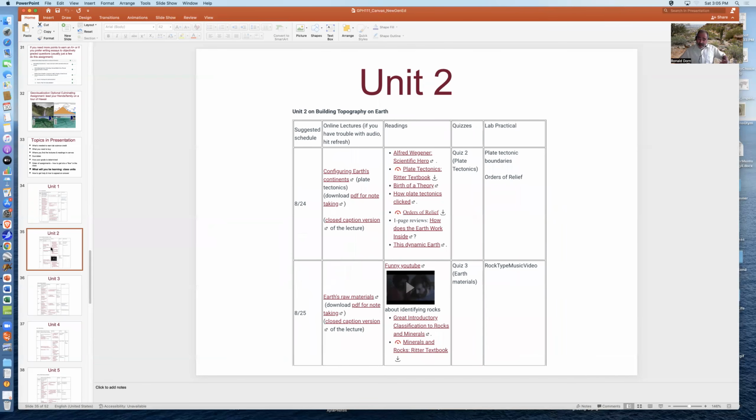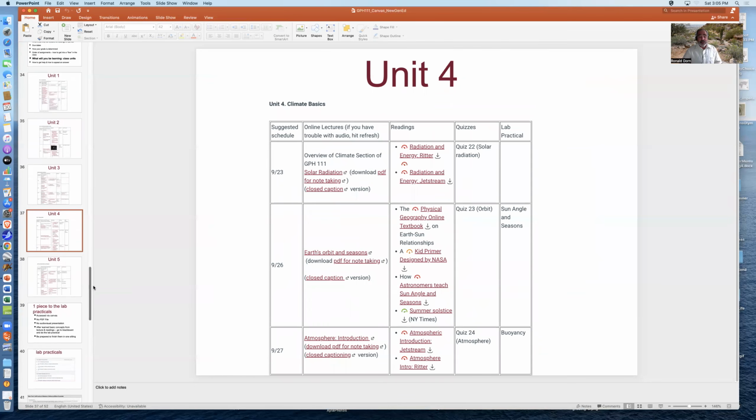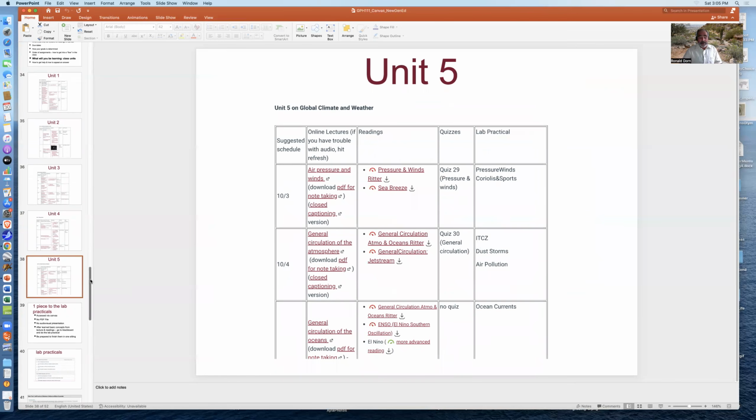Unit 2 is building the topography of Earth's surface. It has much in common with physical geology. After I build the topography of Earth's surface, I will then rip it apart. By rip it apart, I mean decay it and erode it to create Earth's beautiful landforms, its landscapes. Unit 3 then goes into climate basics. I'm sorry, Unit 4 goes into climate basics. Unit 5 then covers global weather and climate. And then Unit 6, which is the optional culminating assignments, weaves in the biogeography.